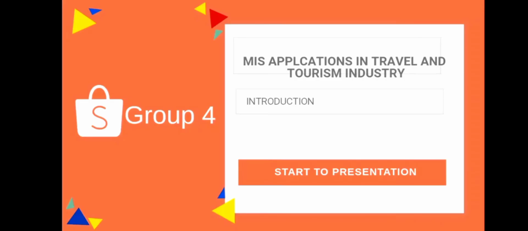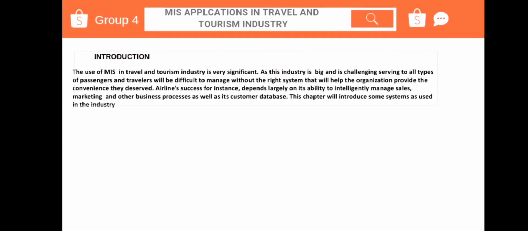Our topic for today is MIS applications in the travel and tourism industry. The use of MIS in the travel and tourism industry is very significant, as this industry is big and challenging, and all types of passengers and travelers will be difficult to manage without the right system that will help the organization provide the convenience they deserve.